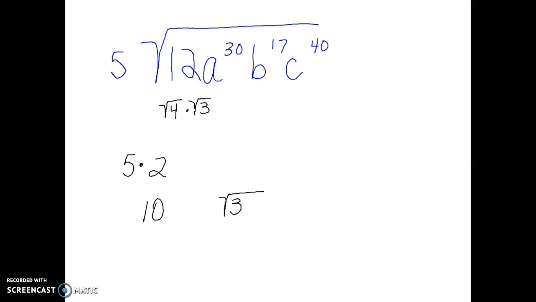Next I'm going to look at my variable a. It has an even exponent, so that means I can just cut that exponent in half, so its square root becomes a to the 15th. My b is not an even number, so I'm going to break that into factors as b to the 16th, that's the largest even number just below 17, times b to the 1st. B to the 16th, its square root becomes b to the 8th power. My other letter b has to stay under that square root symbol. And last I have c to the 40th. That is an even exponent, so its square root would just become c to the 20th power.